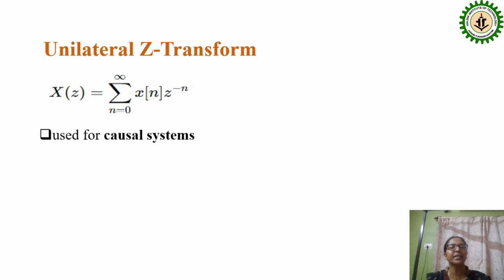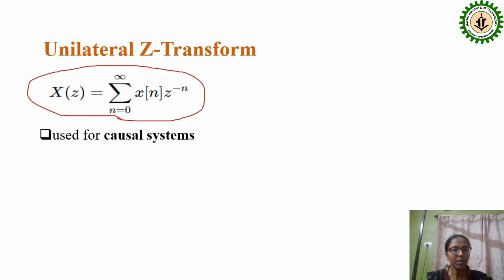Now the point is the unilateral Z transform. The unilateral Z transform is X(z) equals summation from 0 to plus infinity x[n] z to the power minus n, which is known as unilateral. The unilateral, from 0 to plus infinity, is what we said in the previous slide is right sided. So it is also used for a causal signal or causal system.